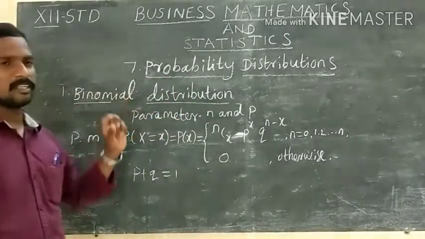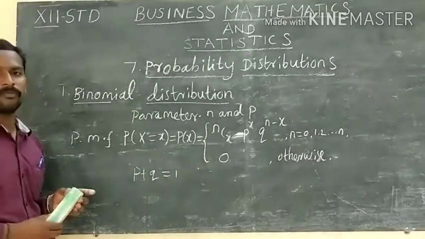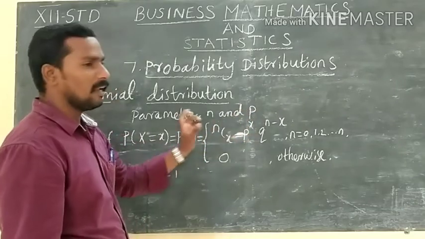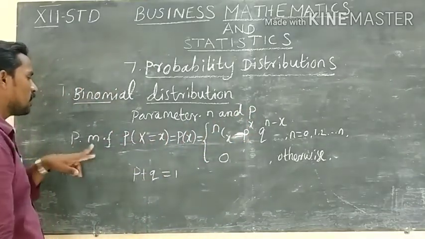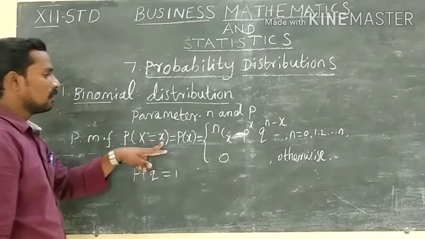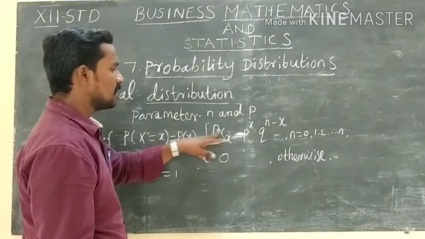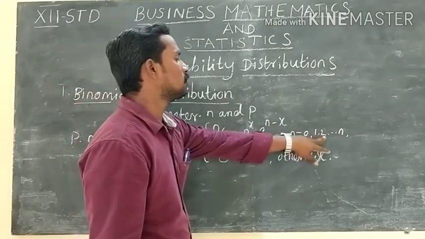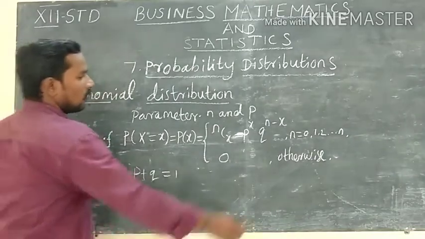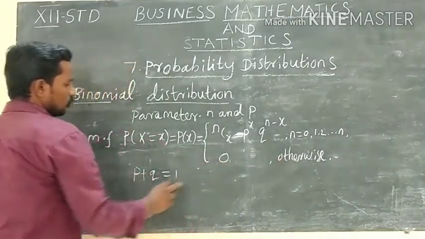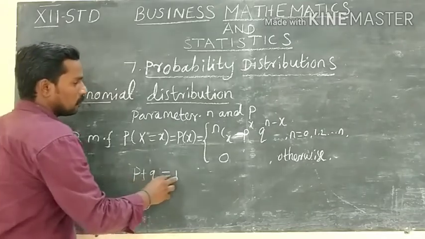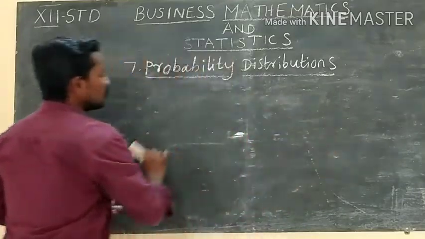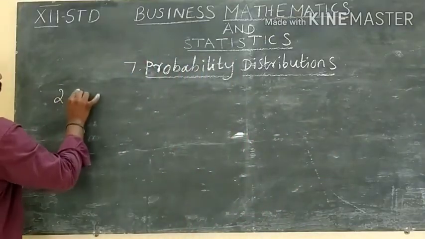The binomial distribution definition is: a random variable x is said to follow binomial distribution with the parameters n and p if it assumes only non-negative values, then the probability mass function p of x is equal to nCx p power x q power n minus x, for x equal to 0, 1, 2 and so on up to n, otherwise 0. Then the condition is p plus q is equal to 1. This is the binomial distribution. Another discrete probability distribution is the Poisson distribution.